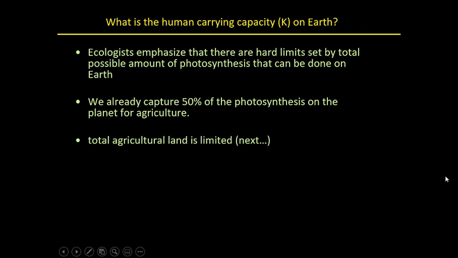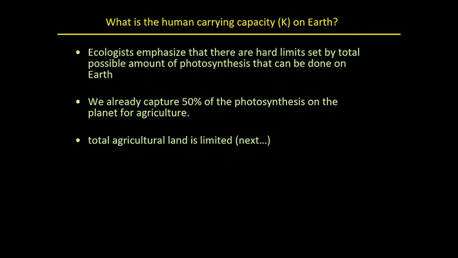Okay, so ecologists like to take a holistic view of our situation and emphasize that there are some really hard limits on how much photosynthesis can be done on Earth. Limits based on how much land surface there is and how much plants can grow in different environments based on rainfall and temperature. And that photosynthesis, that's where all of our food comes from. Even if you only ate hamburger meat all day, every day, right?